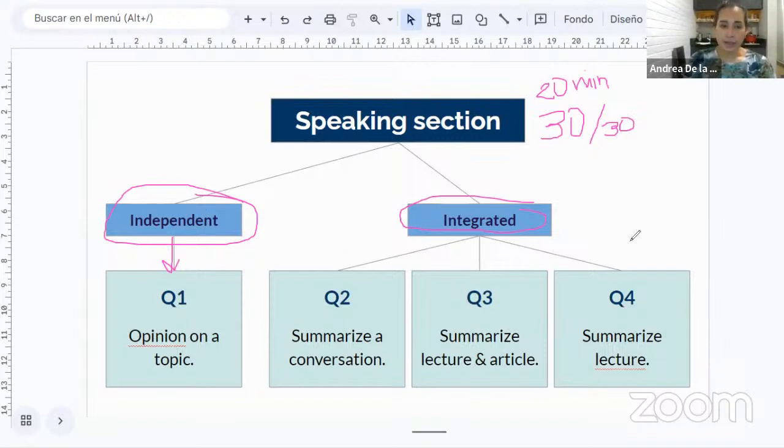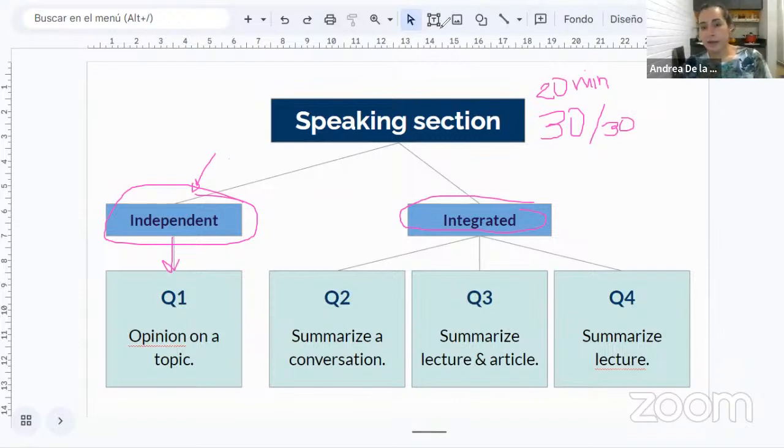But what does this mean? Basically, independent, as the name says, means that it doesn't depend on anything else, right? So in this case, what you say in the independent question is going to be entirely about you, your opinions, your ideas, your thoughts, your life, and it doesn't depend on anything. You can say whatever you want to say.